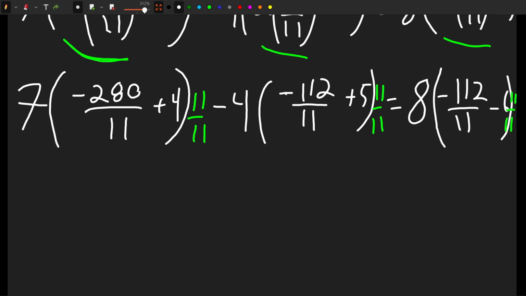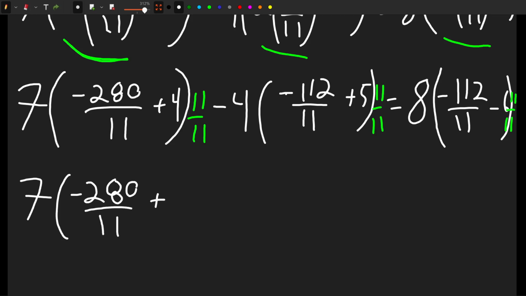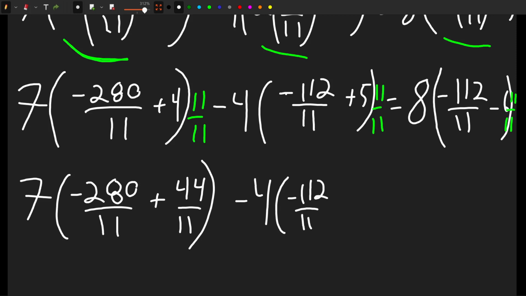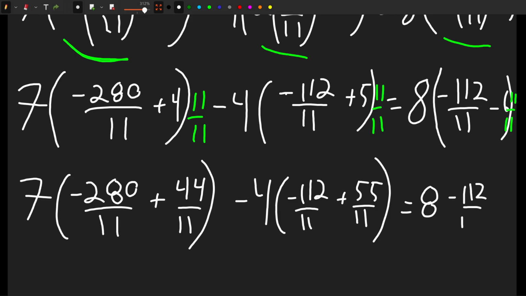So now inside here, I'm going to get 7 times negative 280 over 11 plus 4 times 11 is 44 over 11, minus 4 times negative 112 over 11 plus 55 over 11, is equal to 8 times negative 112 over 11 minus 66 over 11.